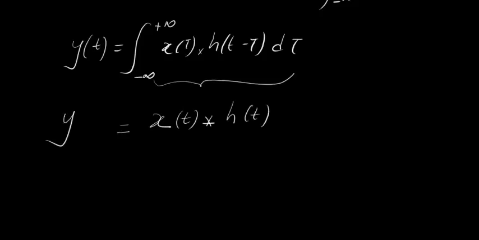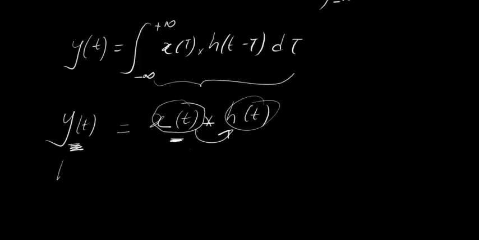So, to find a signal y of t in response to an arbitrary input x of t, all you need to do is take that input x of t and convolve it with h of t. And if you recall, h of t is nothing but the impulse response.